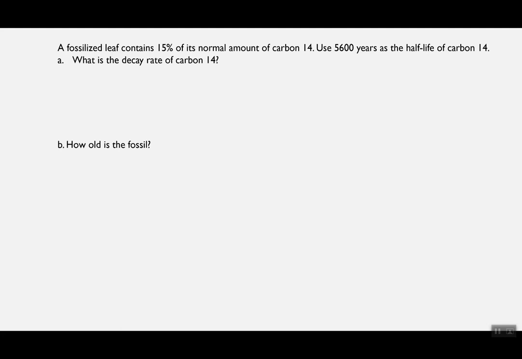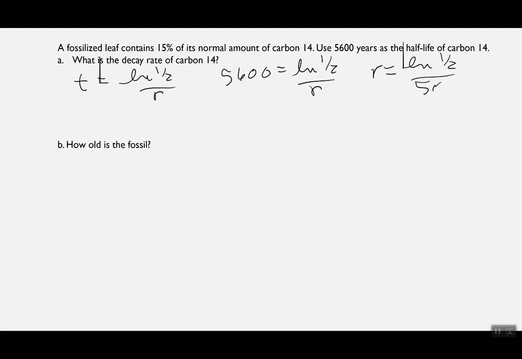First question I have is, what is the decay rate? Right. So the decay rate, remember we talked about t, is the natural log of a half over r. We've done this, it's our third time. So 5,600 is the natural log of a half over r. I think we've done it enough to see that the r is going to come up, the 5,600 is going to come down, and we're going to put that in our calculator.